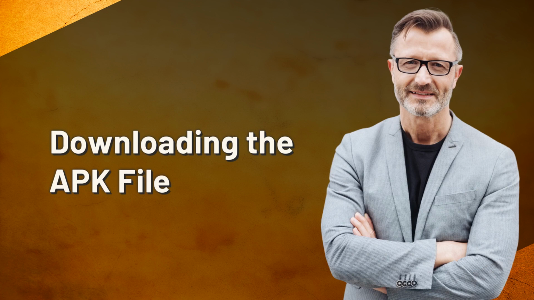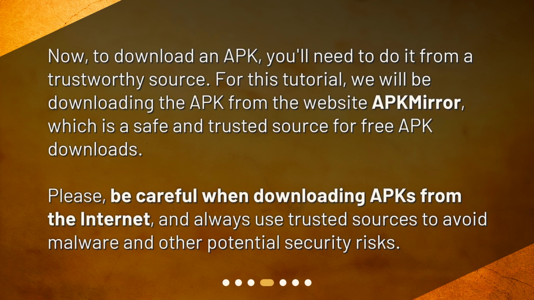Downloading the APK file. Now, to download an APK, you'll need to do it from a trustworthy source. For this tutorial, we will be downloading the APK from the website APK Mirror, which is a safe and trusted source for free APK downloads. Please be careful when downloading APKs from the internet, and always use trusted sources to avoid malware and other potential security risks.